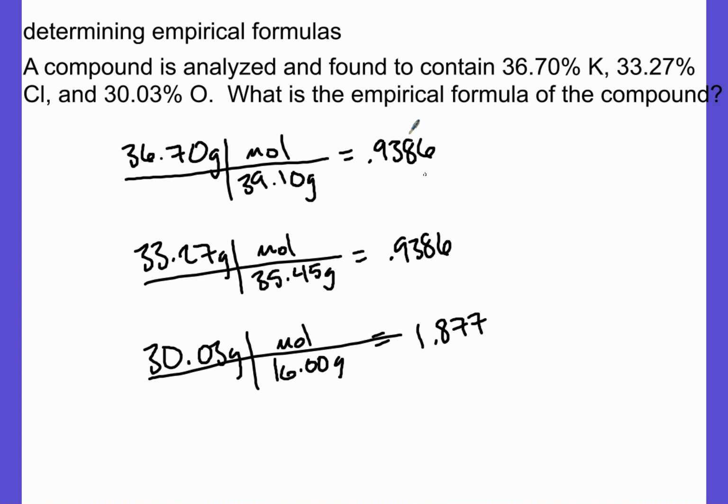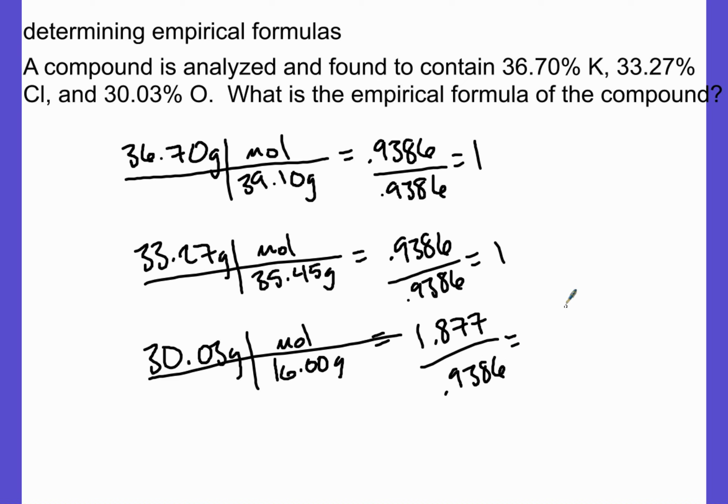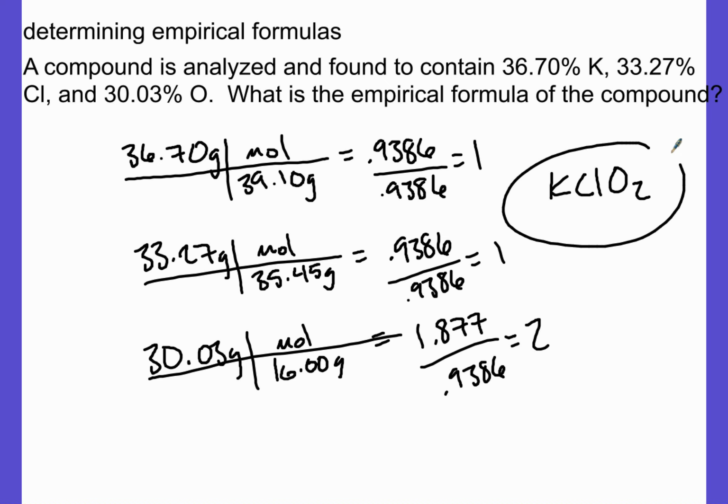When it's all said and done, it's not a coincidence that these two numbers are the same, because I'm going to divide by the smallest value that I get. So 0.9386 is the smallest value. Either way, if I'm dividing one or the other, I'm going to get a value of 1. But when I divide 1.877 by 0.9386, I'm going to get something very, very close to a 2, right? And that's the point. When I do ratios of the mole amounts, I should get a reduced whole number ratio, 1, 1, 2, and that's going to help me build my formula, because there should be 1 potassium, 1 chlorine, and 2 oxygens. So this is my answer.